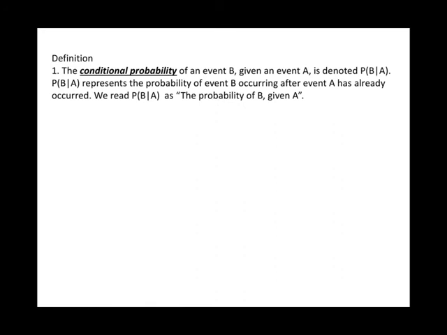Okay, next one. Conditional probability. The conditional probability of event B given an event A is denoted by, okay, look at this notation. This is conditional probability, and this probability represents the probability of event B occurring after event A has already occurred. And we call this the probability of B given A. Okay, so this is the conditional probability.